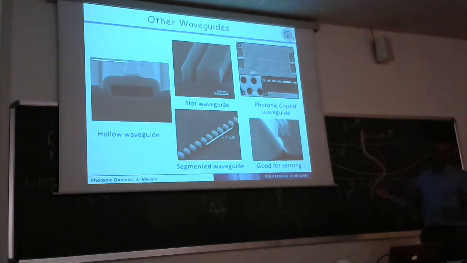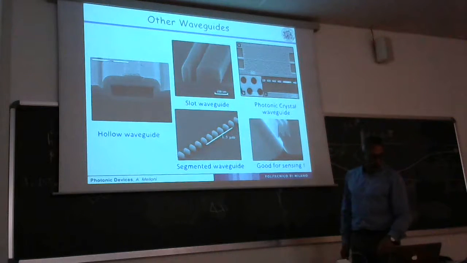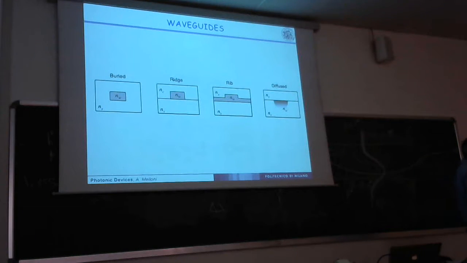But you see how many waveguides we have. So in general, these are the classical waveguides that we use. This is called a buried waveguide: a rectangular or square core inside a homogeneous material. This is a rectangular waveguide, like a square optical fiber.